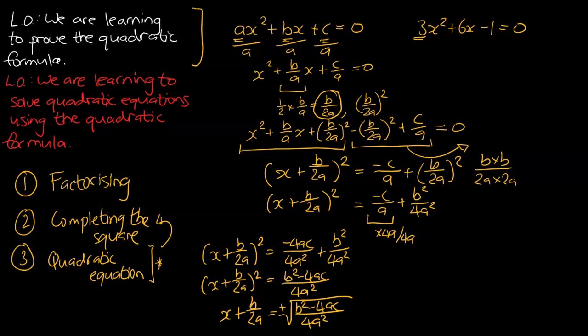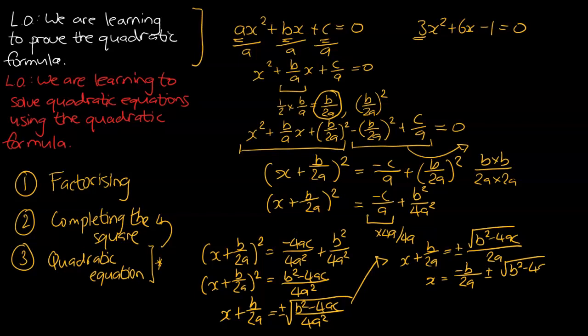We can simplify this a bit more. So carrying on over here, if we square root the top, it's going to be x plus b over 2a equal to plus or minus the square root of b squared minus 4ac. And if you think about this bottom bit, the square root of 4a squared is just going to be 2a. So we're going to simplify that to 2a. We're then going to move this last bit to the other side. So x is going to be equal to negative b over 2a plus or minus the square root of b squared minus 4ac, all of that divided by 2a.